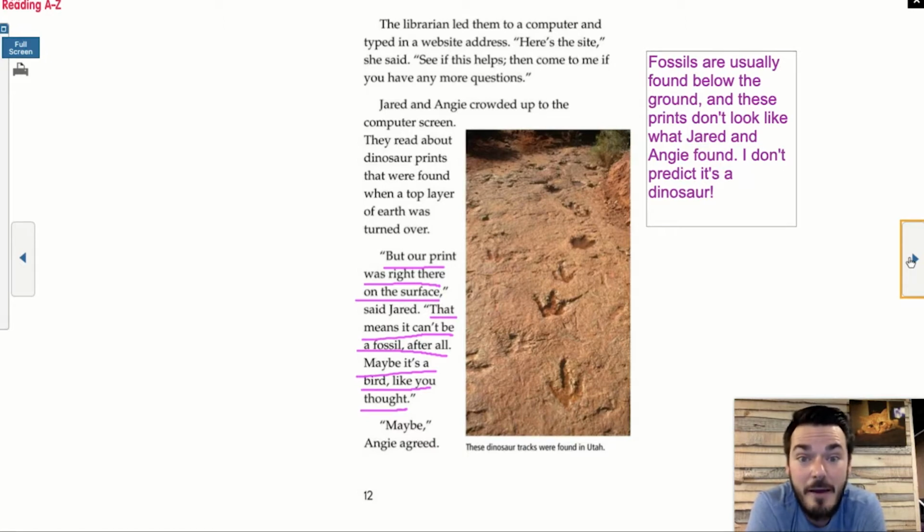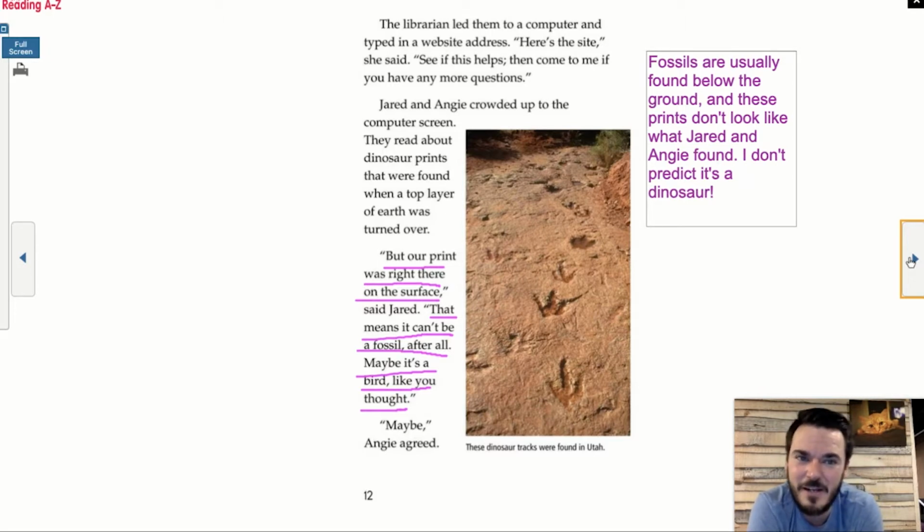Jared and Angie crowded up to the computer screen. They read about dinosaur prints that were found when a top layer of earth was turned over. "But our print was right there on the surface," said Jared. "That means it can't be a fossil after all. Maybe it's a bird, like you thought."